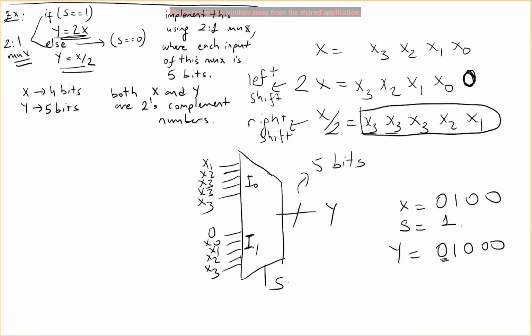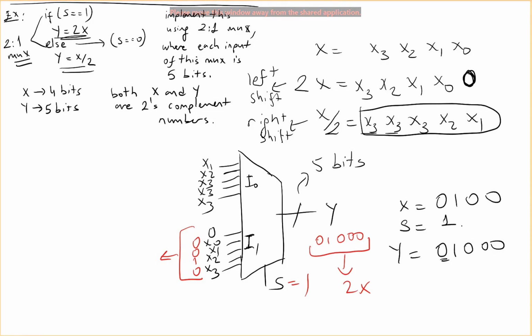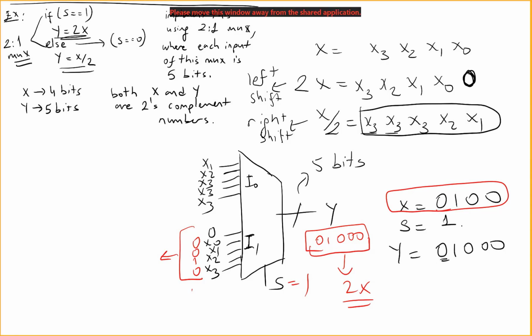So if s is 1, then I am selecting this portion. So I have 0 here and then x0 is, so this is my 0, 0, 1, 0. So then my y will be 0, 1, 0, 0, 0. So this is 2x, right? So I put 4 here for the x, but then I got 8 at the output.